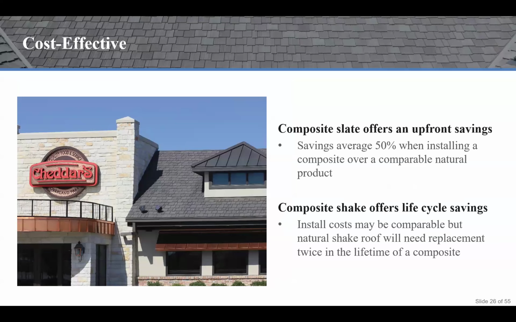Cost effective. Composite slate right off the bat offers an upfront savings. Savings average 50% when installing composite over a comparable natural product. This is due to the high cost of materials, the structural reinforcements, and of course the labor. While the install cost for a composite shake roof may be comparable or maybe a little bit more than its natural counterpart, there is that life cycle cost savings factor, since a natural shake roof will have to be replaced twice in the lifetime of a composite. So when you consider the maintenance and the replacement costs of natural slate and shake roofs, composites offer a clear life cycle cost advantage.